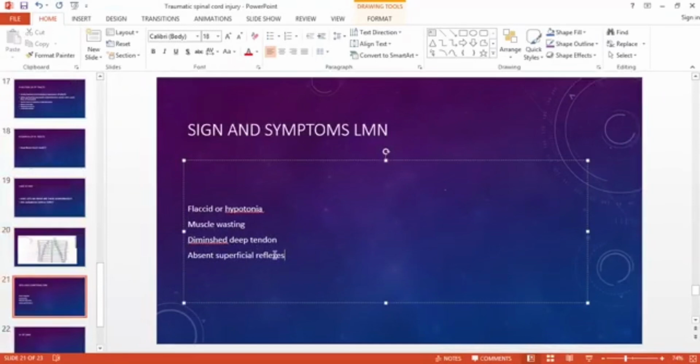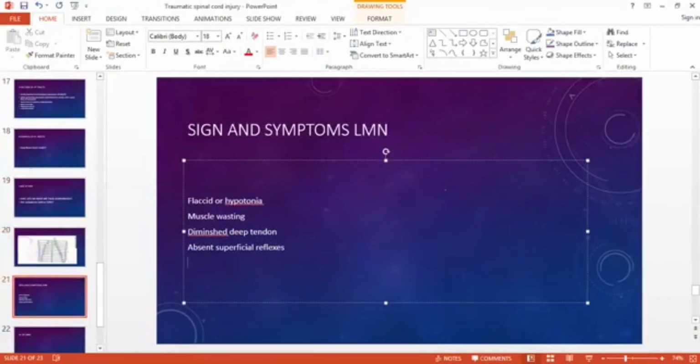Okay, any other sign or symptom which you people feel is present in lower motor neuron disorder? Any other sign? What about the fasciculations or fibrillations? Do you have any idea what they are? Fasciculations and fibrillations. Any idea?